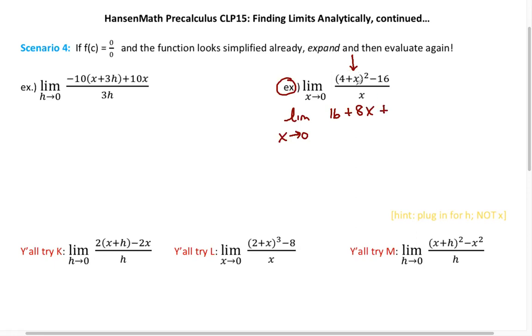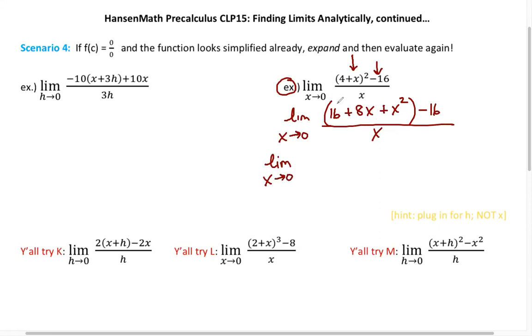Plus, you square this term, you square the x, which would be x squared. Okay, so when you square out this binomial, you get a trinomial, which is right here. And in the numerator, we still have this minus 16. So I bring that down, and this is all over x. Okay, so to rewrite, we have the limit as x approaches 0.